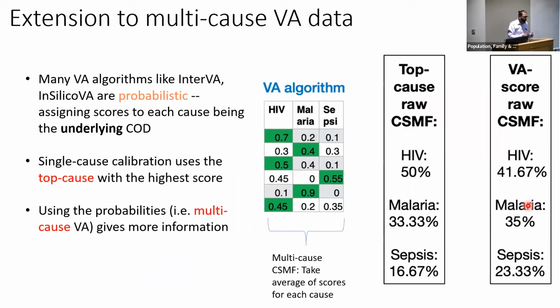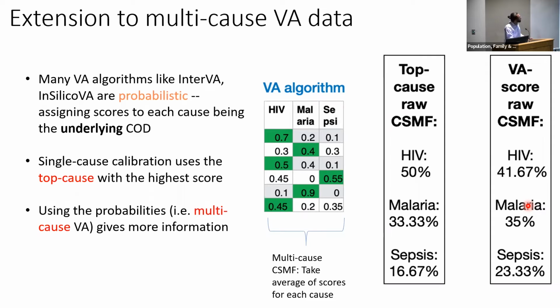Okay, so then I'll talk about the different extensions to this, and then hopefully that can address some of the questions that were asked. So the first extension was to account for multi-cause VA data, because some of the algorithms don't just give you a single cause of death, they actually are probabilistic classifiers, and they give you an entire score for each death: what are the probabilities that it belongs to each of the cause categories.